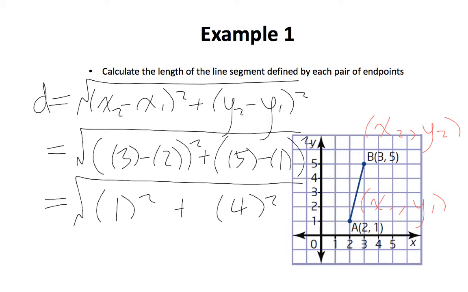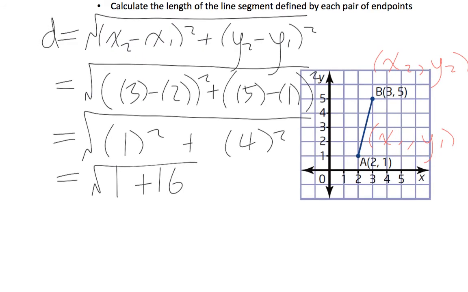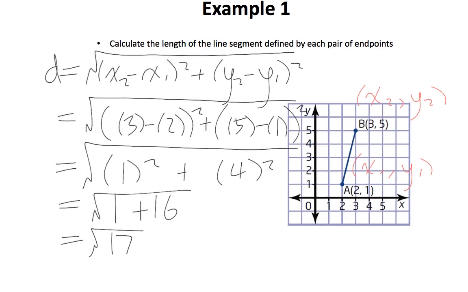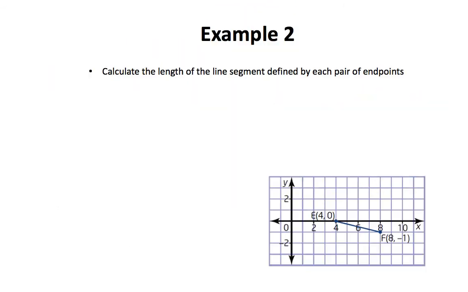Next, we're going to use our exponents. So 1 squared is 1, and 4 squared is 16. 1 plus 16 is pretty simple. That's going to be 17. And the square root of 17 is going to be some sort of decimal. I'm just going to leave it as a square root since it's an exact answer. Therefore, the length of the line segment is the square root of 17.